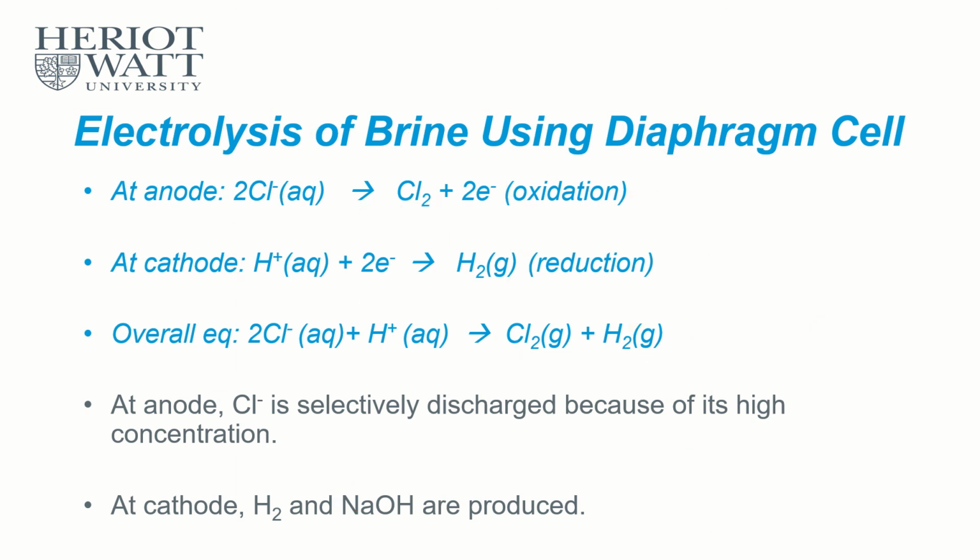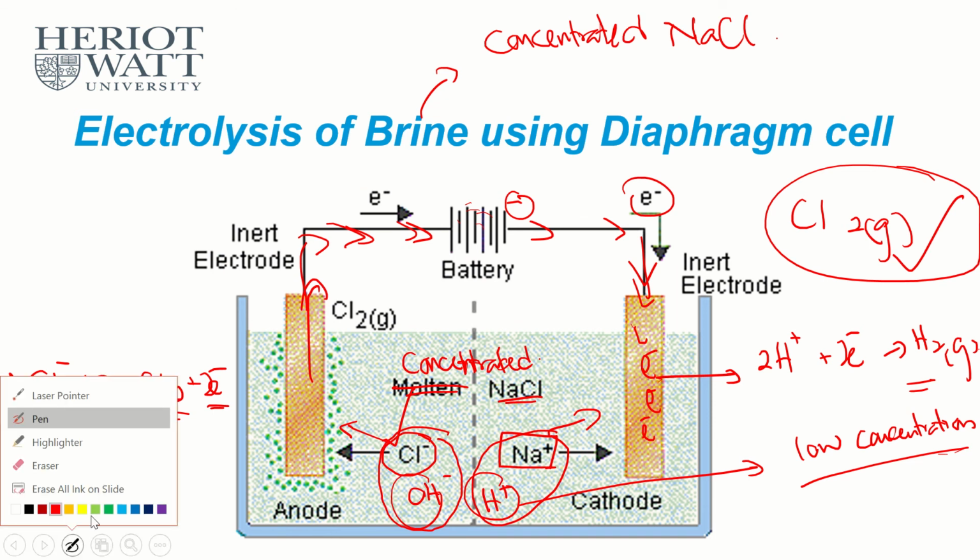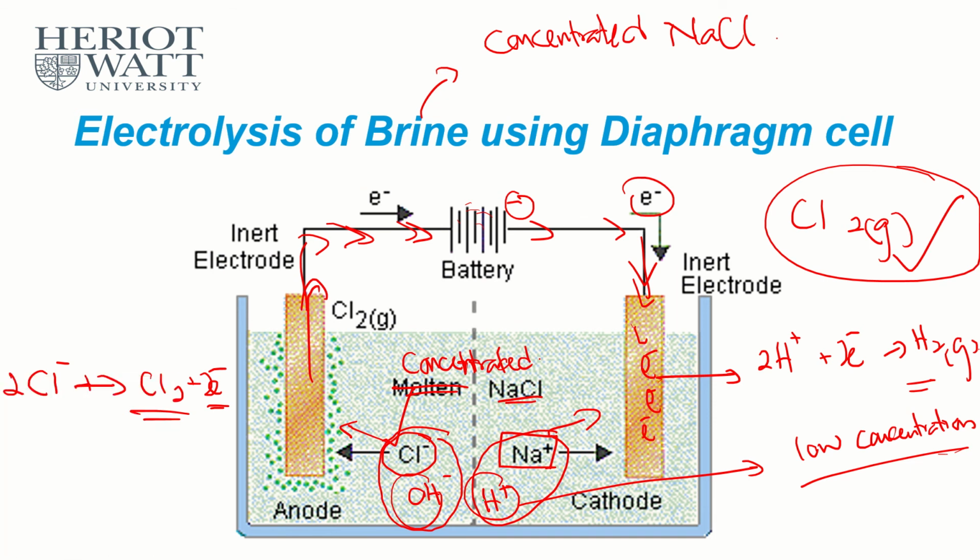Where does the NaOH come from? Come back to this. Just now, H+ is being discharged, right? Discharge means you change into neutral. So H+ gone, forming hydrogen gas. Chloride gone, forming chlorine gas. And what is left in the solution? Na+ and OH-. So in the solution is the remaining sodium hydroxide.